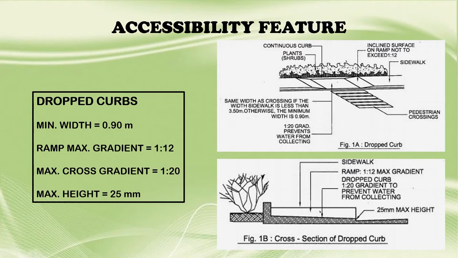Drop curb shall be ramped towards adjoining curbs with a gradient not more than 1:12. Drop curb should be sloped towards the road with a maximum cross gradient of 1:20 to prevent water from collecting at the walkway. The lowest point of a drop curb should not exceed 25 mm from the road or gutter.